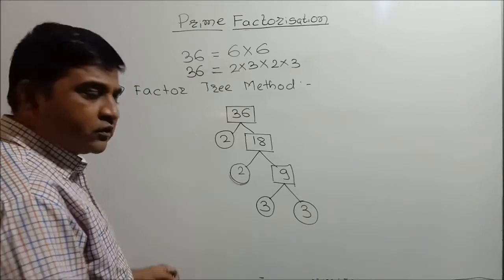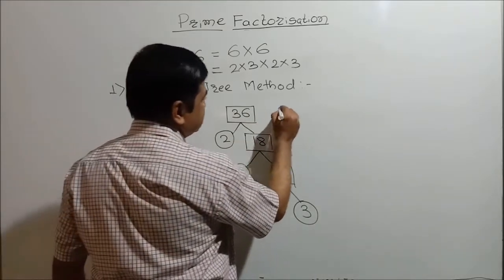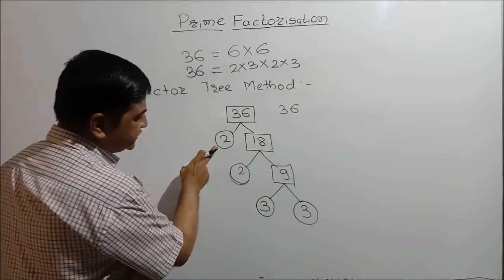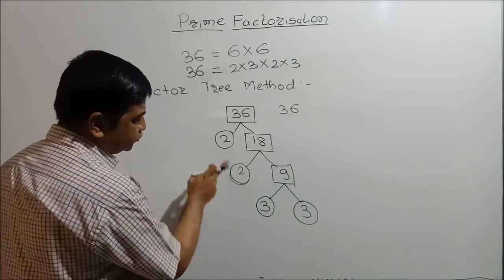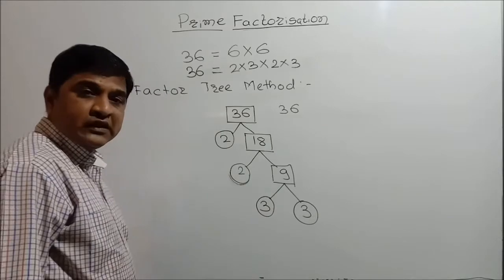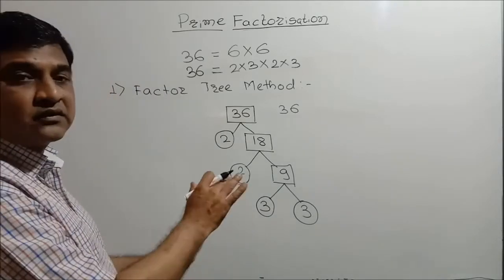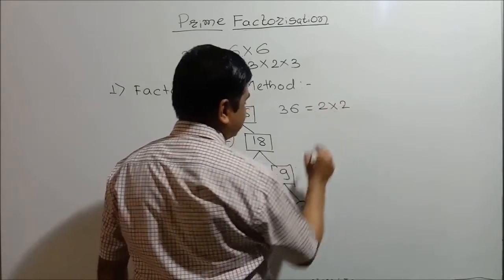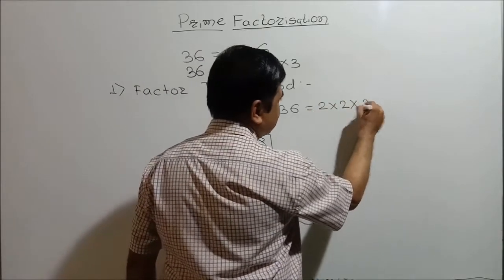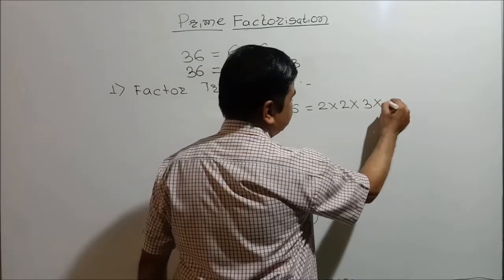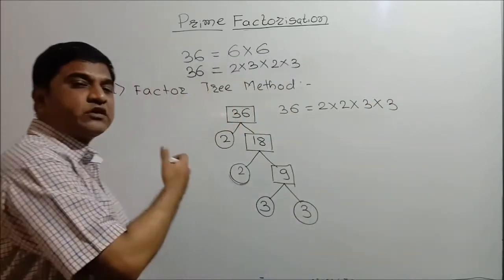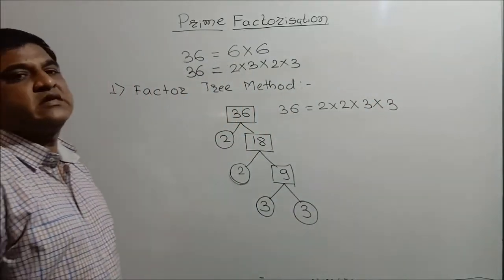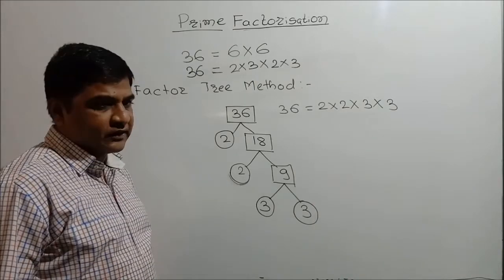Now, I will write 36 as, you will see that all the numbers that are circled, 2, 2, 3 and 3, are prime numbers and they are the prime factors of 36. See, 2 multiplied by 2 we will get 4, multiplied by 3 we will get 12, multiplied by 3, 12 multiplied by 3 we will get 36. So now we have expressed the number 36 as a multiplication of prime numbers.